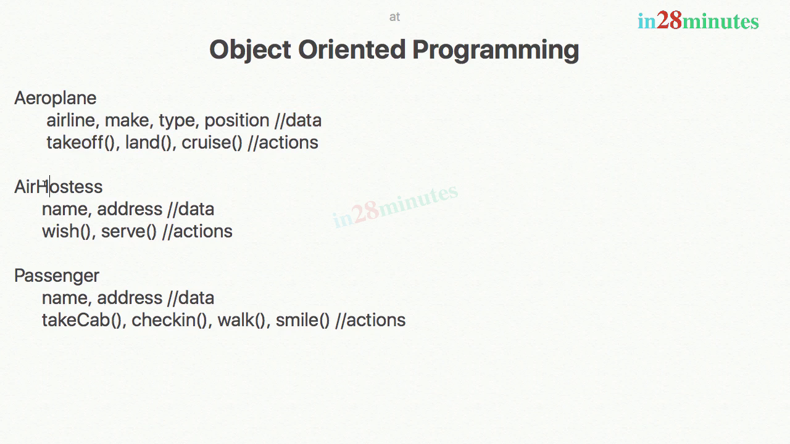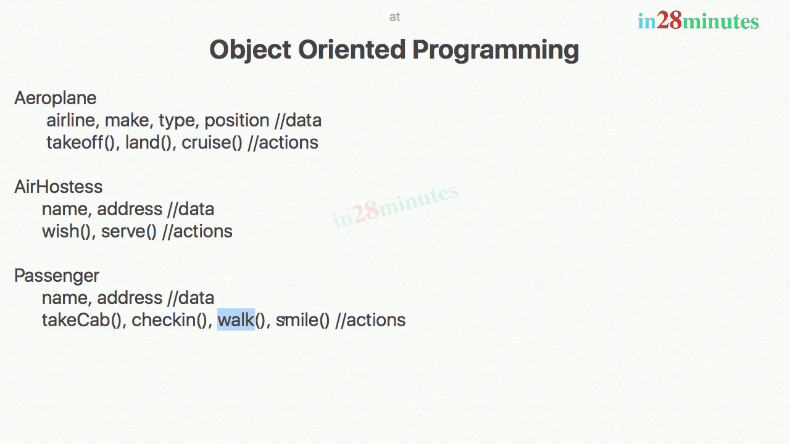If you look at the air hostess, then probably the name and address of the air hostess is the data. And there might be actions like wish, serve, and a number of other actions. When we are thinking about a passenger, his name, maybe his address, and a lot of information can be the data. And probably the actions he can perform is take cab, do a check-in, walk, smile, run, board the aircraft, and a lot of such actions.